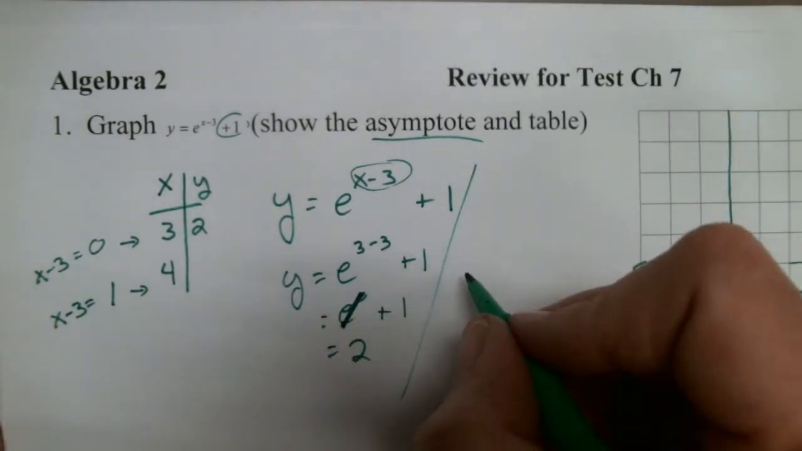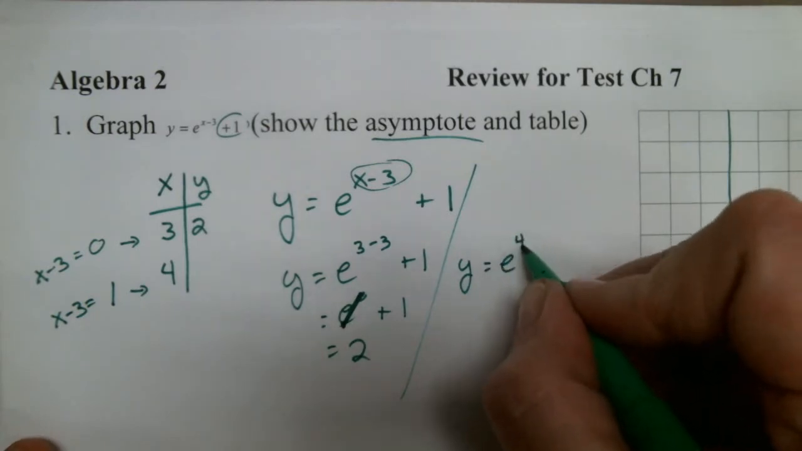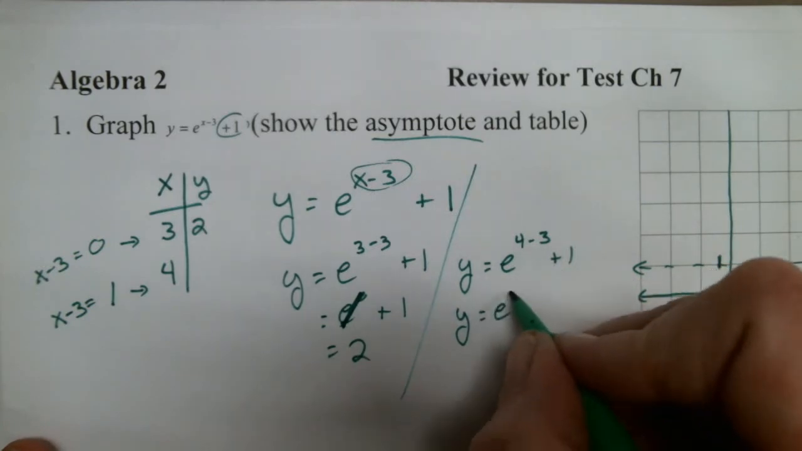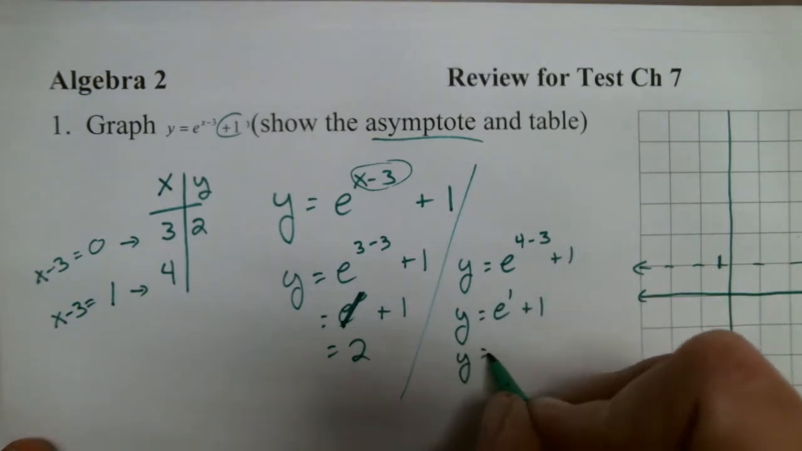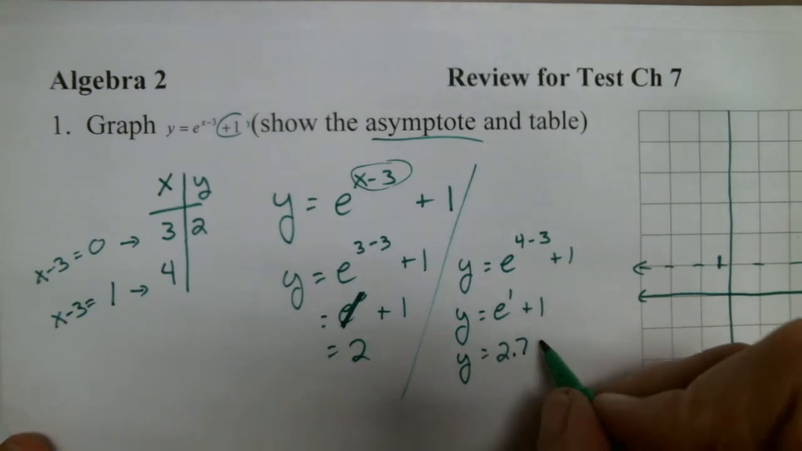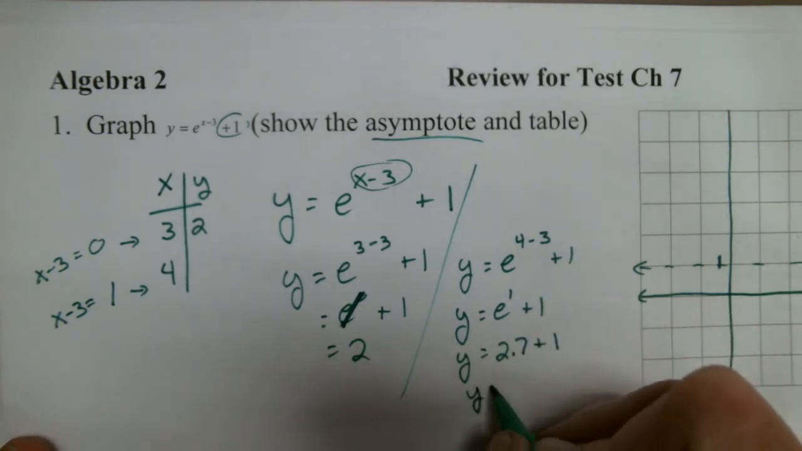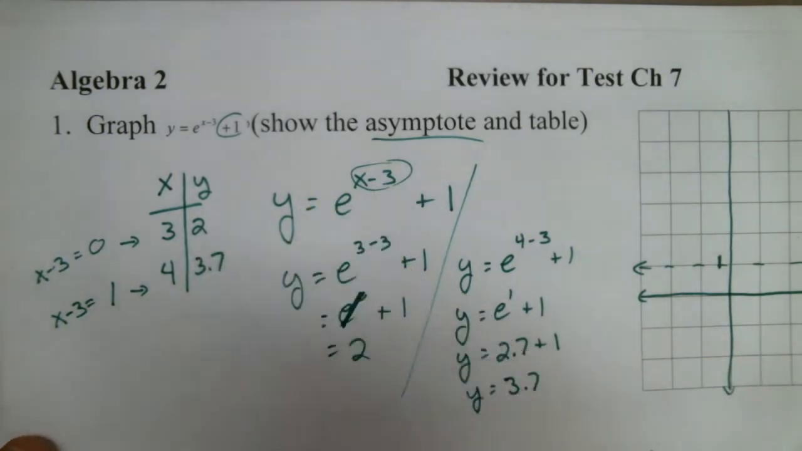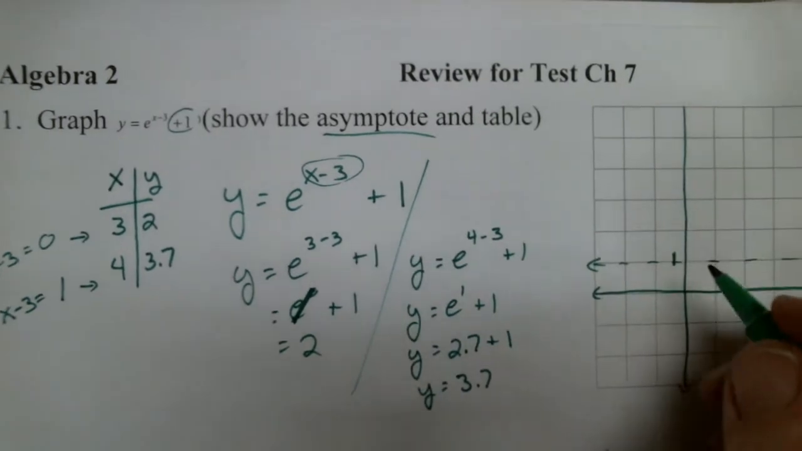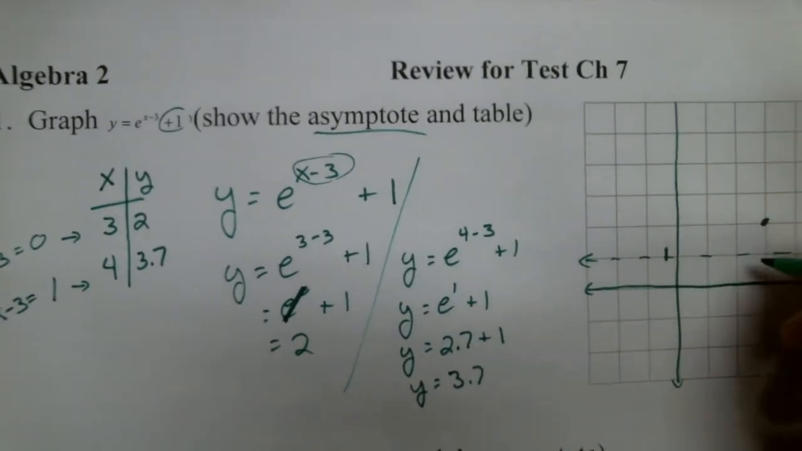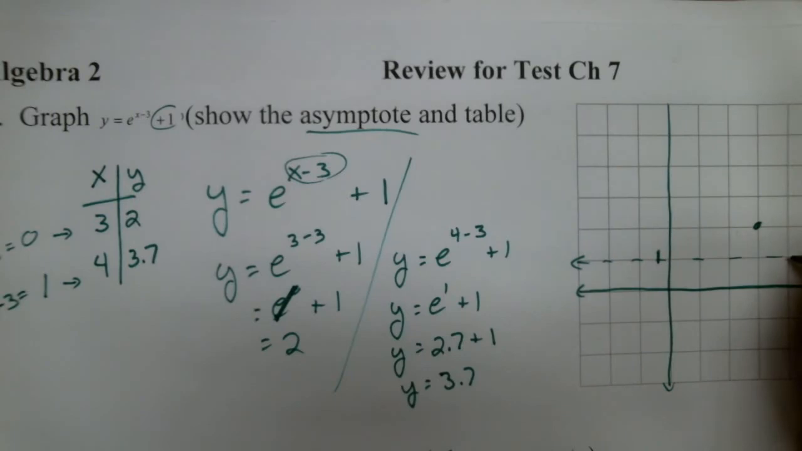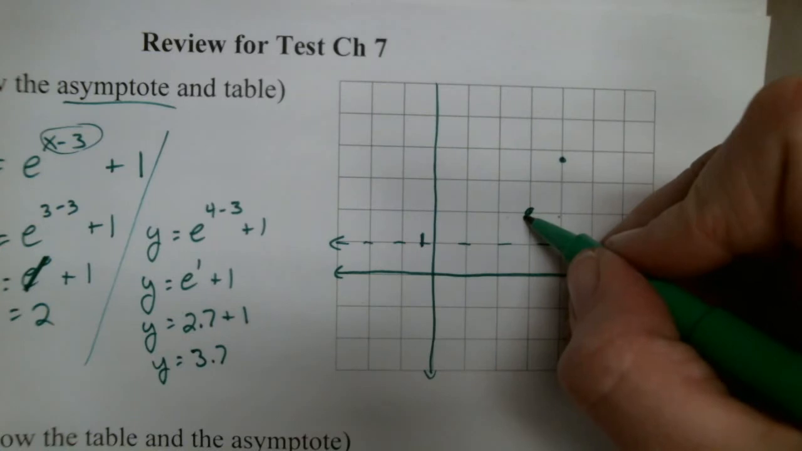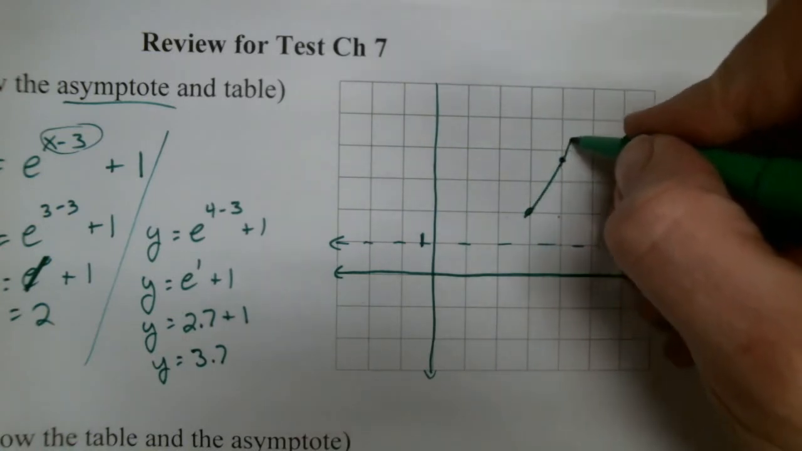Now, when we put in 4, y equals e to the 4 minus 3 plus 1. Okay, 4 minus 3 is 1, so e to the first plus 1. e to the first is about 2.7 plus 1. So for this point, it'll be y equals 3.7. Okay. So those 2 points, 3, 2, and 4, 3.7. Okay. So now, when it comes to the graphing, basically connect those 2 points.